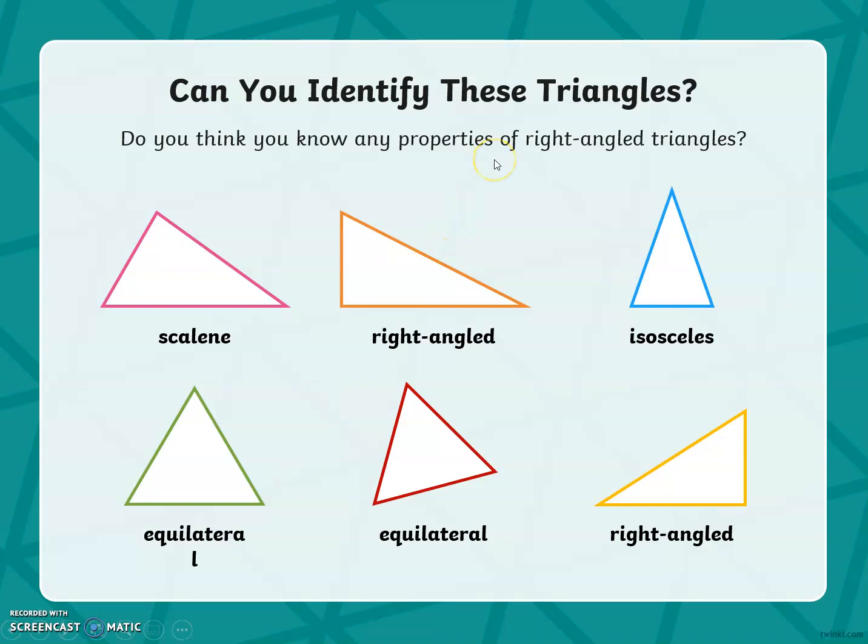Can you identify these triangles? And do you think you know any of the properties of right-angled triangles? So why don't you pause this, quiz yourself? Maybe you can go back and see what is a scalene triangle, a right-angled triangle, an isosceles, and an equilateral triangle. So there we have it.